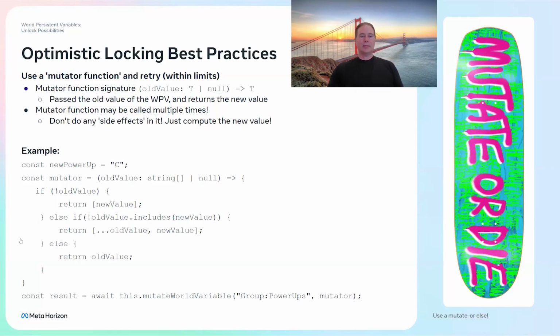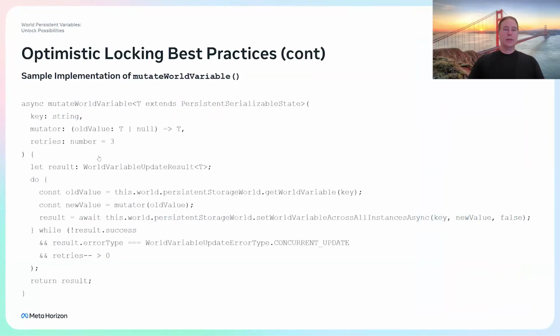So I just want to stop quickly so people understand the concept of the mutator. Its sole purpose in life is to take the old value, transmogrify it based on whatever it is, so you get the new value, and then return that so that it can try multiple times to apply your change to the WPV object variable. So this is just a sample implementation of what that mutate world variable function could look like.